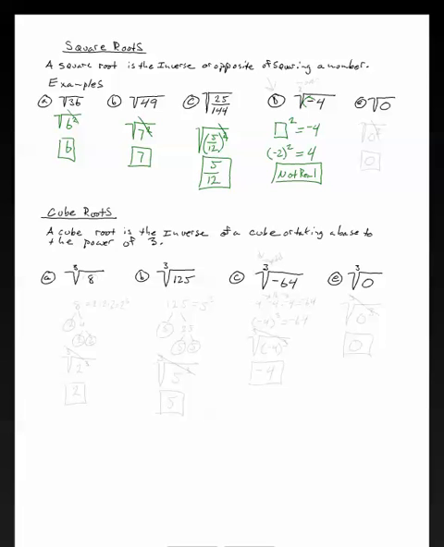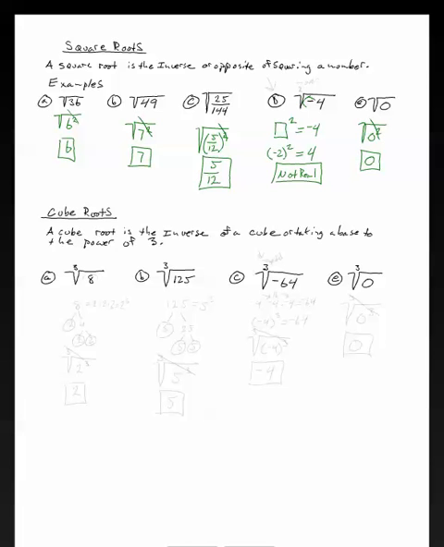In example E, it asks for the square root of 0. Well, if we think about it, 0 squared means 0 times 0, which is still 0. So we can write the square root of 0 as the square root of 0 squared. Now, once again, the square root and the power of 2 cancel, and we get 0. So the square root of 0 is 0.